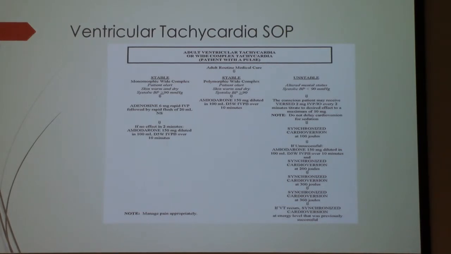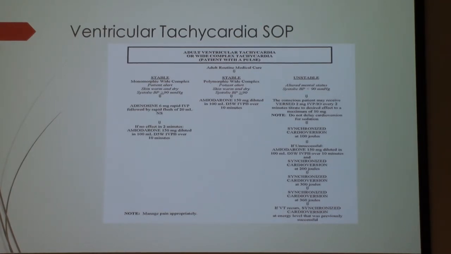We're going to put 150 milligrams in a 100 cc bag of D5W, and we're going to run it in over 10 minutes. Use your macro tubing for this, and if you put it in a drop, maybe just a smidgen faster than 1 drop a second, it'll go in over the 10 minutes. If we have a patient who's polymorphic wide-complex tachycardia and stable, again, stable, monomorphic, polymorphic, we will use our amiodarone drip for them.